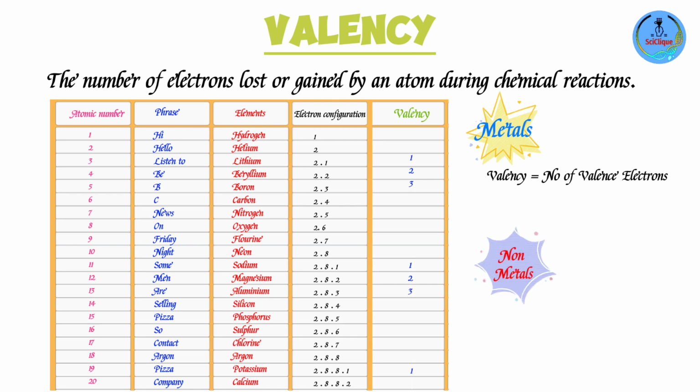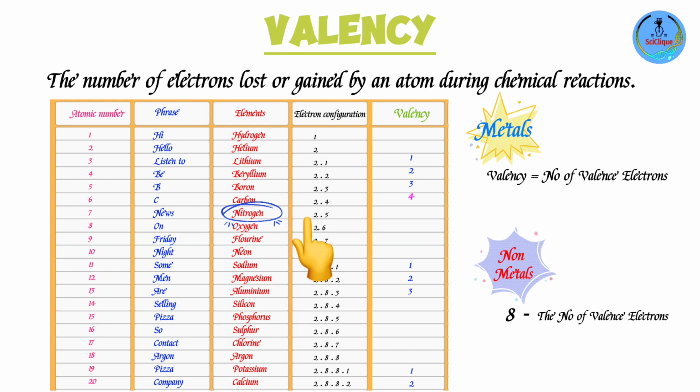Now, for the non-metals, what you're going to do is take the number of valence electrons that they have and subtract it from 8. So for example, carbon has 4 valence electrons. So if we take 8 minus 4, we end up having a valency of 4. So the valency of carbon is 4.